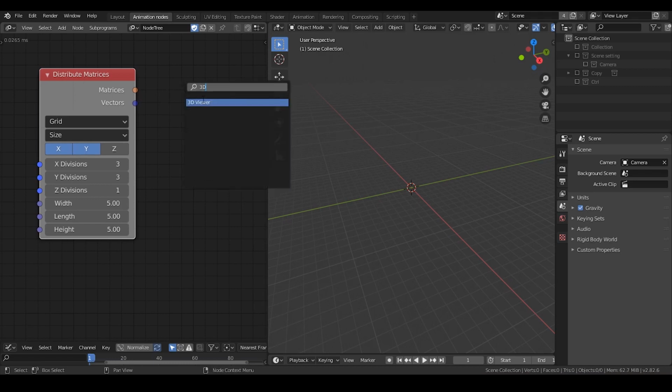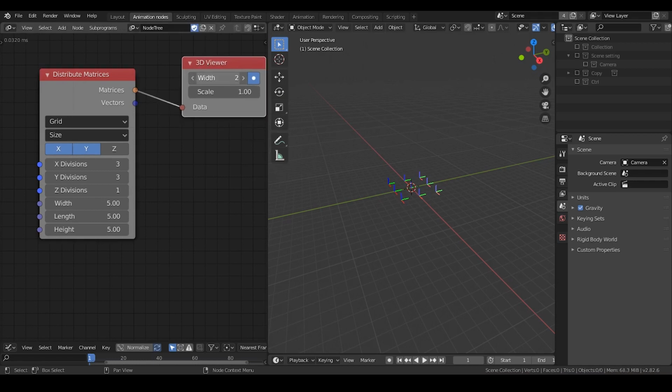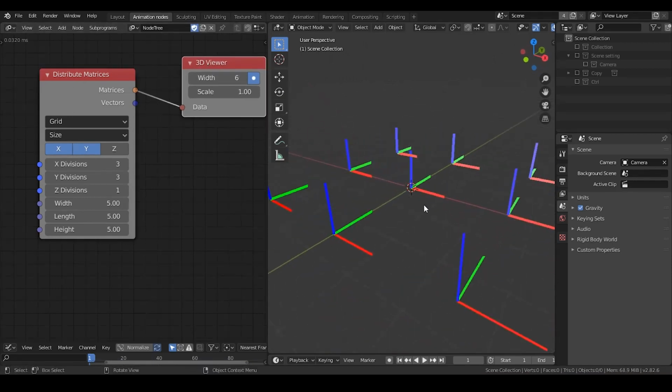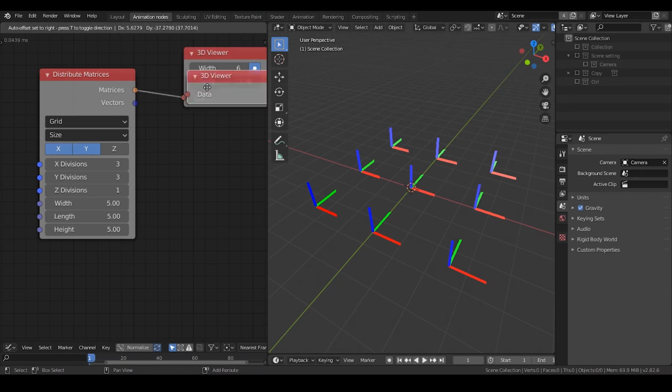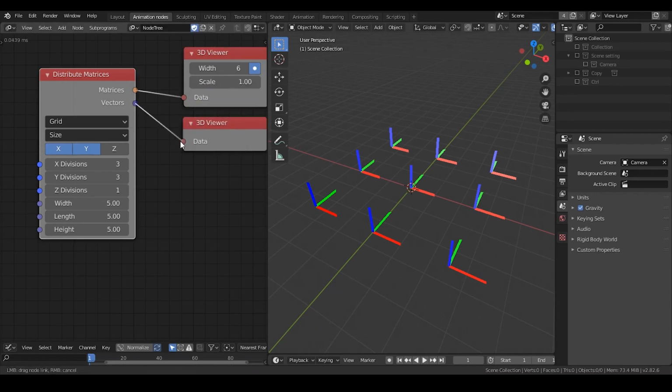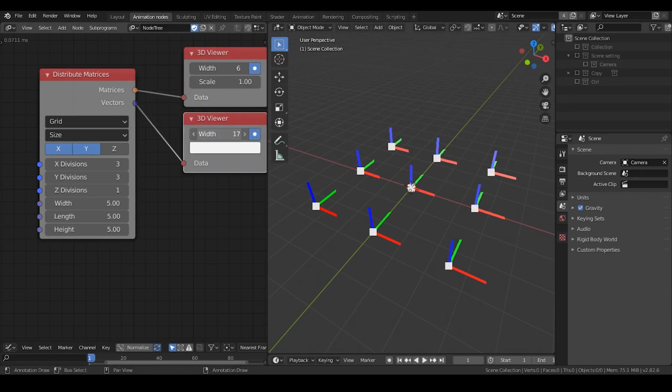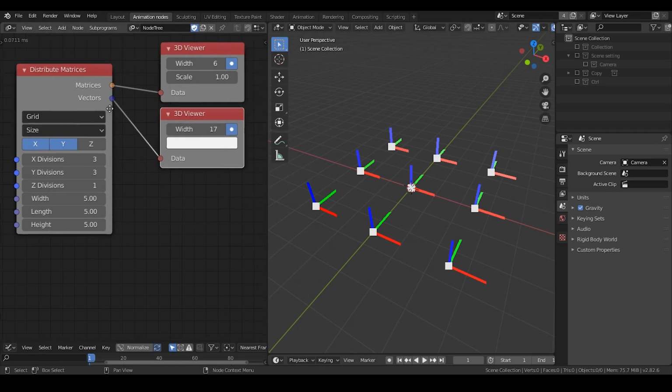So let me show you with a 3D viewer. If I connect the matrix into the 3D viewer, you can see it basically distributes markers over a grid that has been generated with these nodes. And if I take a look with vectors, now it distributes white markers over the grid that has been generated with these nodes. So now they look like the same.